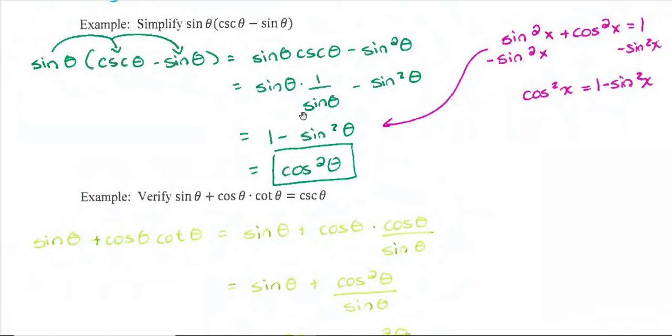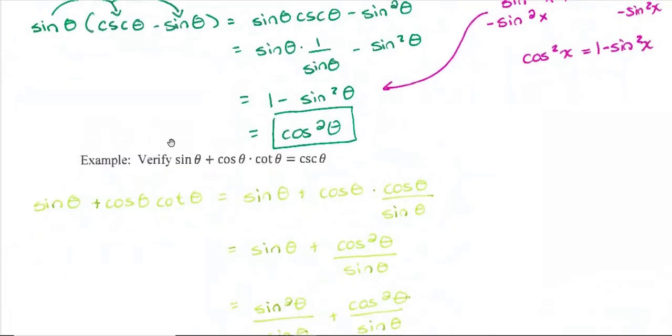Well, this is a version of that Pythagorean identity that says sine squared plus cosine squared equals 1. If I subtract sine squared from both sides, I get that cosine squared is equal to 1 minus sine squared. So this 1 minus sine squared of theta is equal to cosine squared of theta. So when I simplified this trigonometric expression, it simplified all the way down to cosine squared.